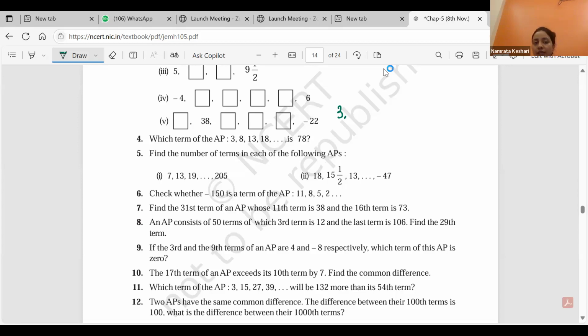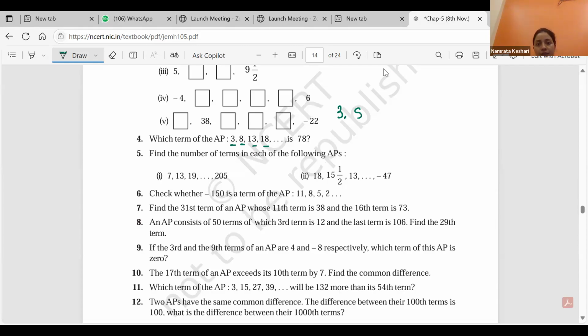Question 4 says we are having an AP. First term 3, next term 8, next term 13, next term 18. Which term is 78? In this arithmetic progression, which term is 78? Okay, we have to answer that.